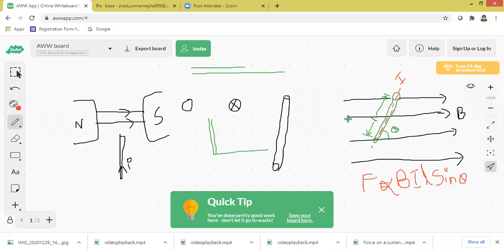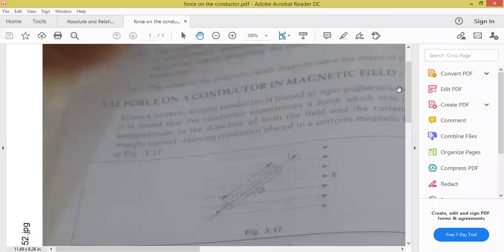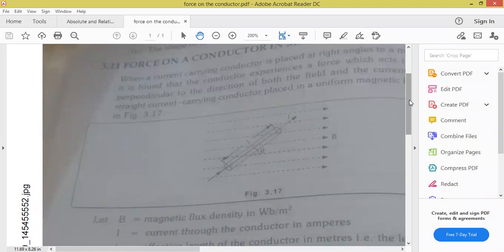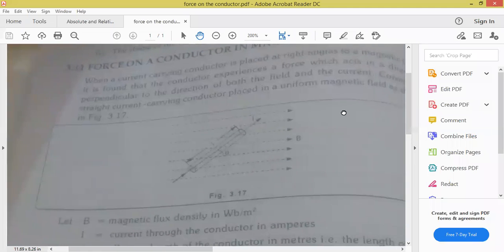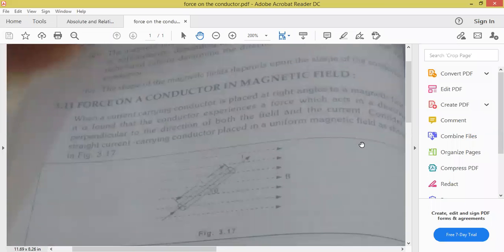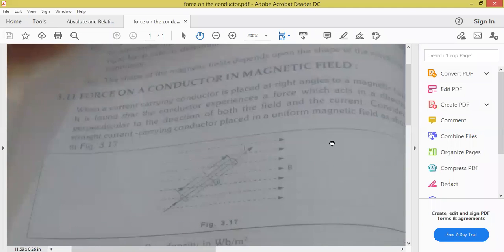Now we'll come to this particular practical. One new document you are able to see on the screen, a PDF, all of you. No need to write this top paragraph here. So what is the topic we have to study? Force on a conductor in a magnetic field, when it is placed in the presence of a magnetic field. Force on a conductor.